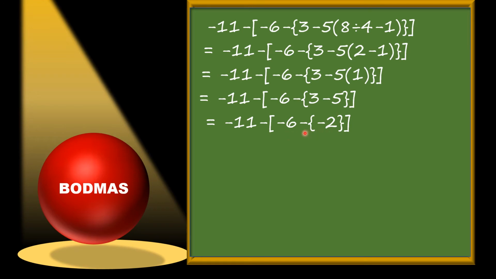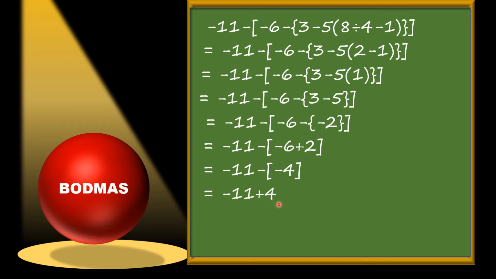Now minus minus will be plus, so your equation will be like this: minus 6 plus 2. Here again, because one is negative and one is positive integer, we will do subtraction, and we will put the sign of the highest absolute valued integer. So here again our answer will be a negative integer. So it is minus 4. Now again minus minus will be plus, so your question is minus 11 plus 4. Now just do subtraction and put the negative sign. So here it is minus 7. So focus on the rule of BODMAS and solve the questions.